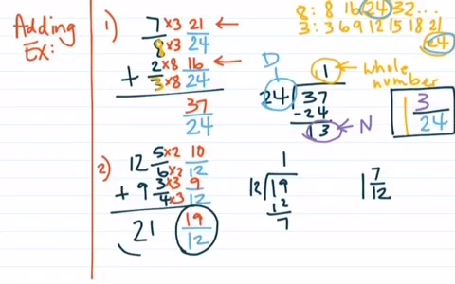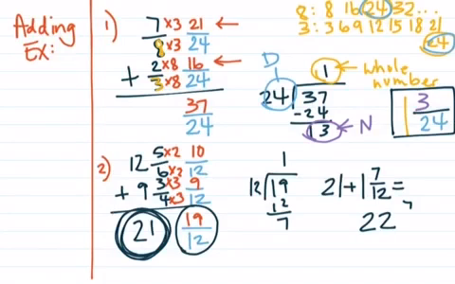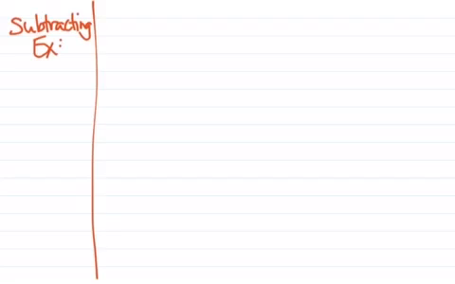Okay, but don't forget that I still had 21 wholes that I need to add to that because I already had 21 wholes. So when I combine those all together, that's a total of 22 and 7/12. Okay, so those are my two adding examples, and on the next slide I'm going to do subtracting. Here we go, subtracting examples.